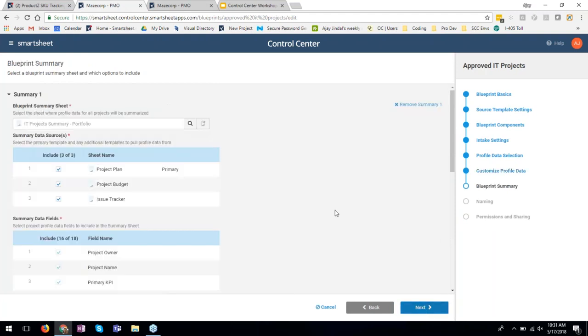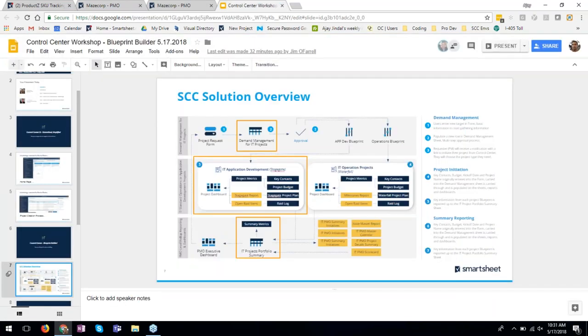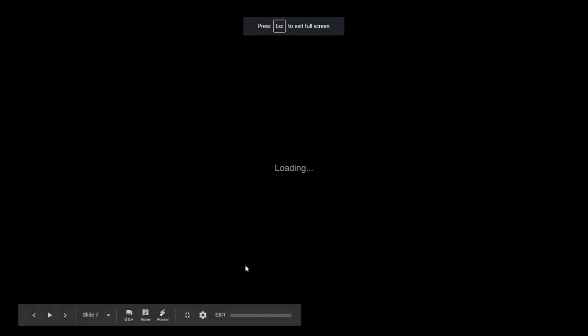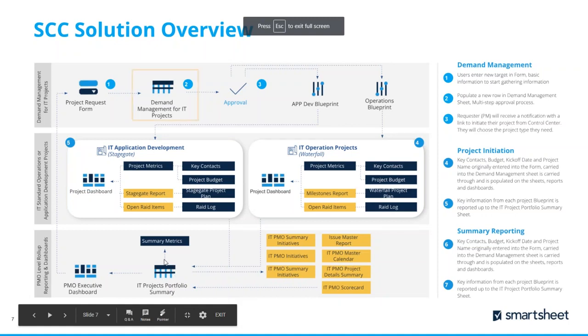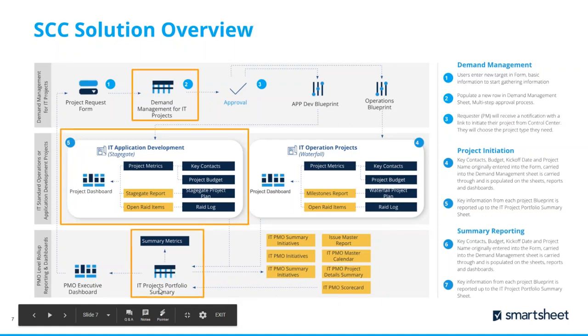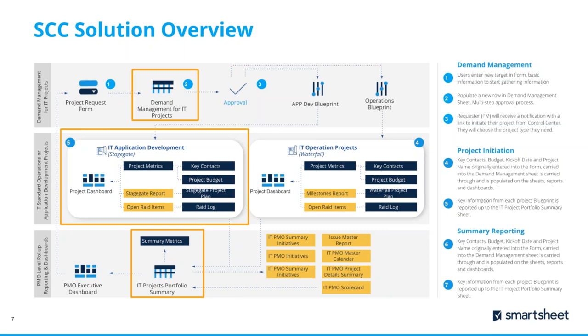And now we're getting into the blueprint summary. So again, let me just pop up the slide here. So the blueprint summary is this page right here. And what's going to happen is every single project that gets created is going to have its KPIs, profile data linked to this page. So then you can generate executive level dashboards as well as do roll-ups.